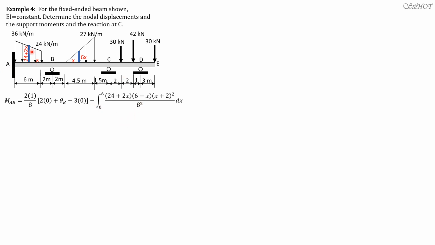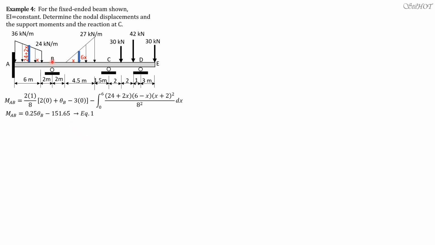Then minus the fixed moment at the left end A, which is equal to the integral of differential force dP, and dP is the height of the strip, 24 plus 2x, times thickness dx, times the distance of the strip from A, which is 6 minus x, times the distance of the strip from B, which is x plus 2 quantity squared, all over 8 squared. So moment AB is equal to 0.25 theta B minus 151.65.